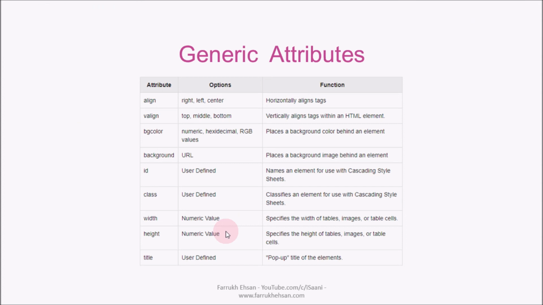The generic attributes that are being used are align, vertical align, background color, background, ID, class, width and height, and title. You can try it yourself. These are very easy tags. If you find any problem with these tags, you can ask in the comment box. I will make a separate video for that.